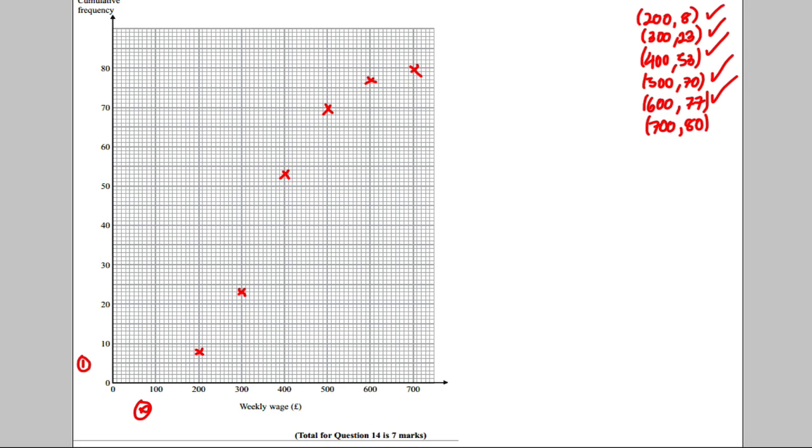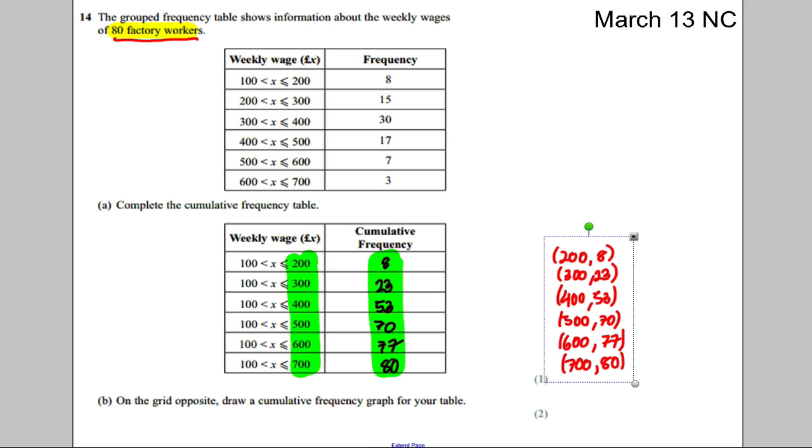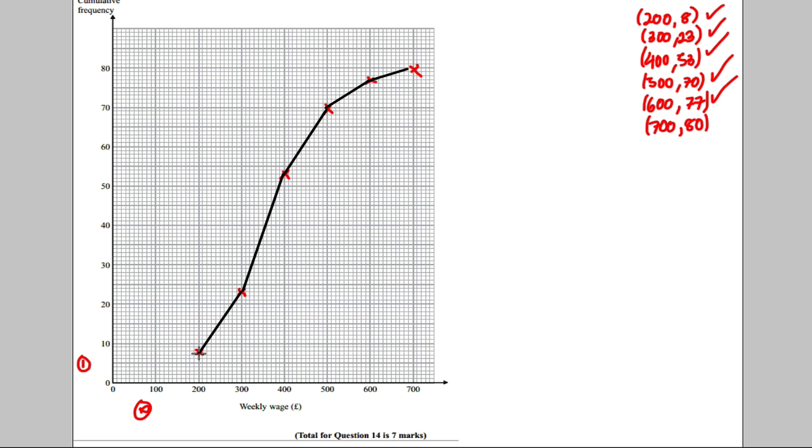Let's join the dots now. Join the dot from there to there, from there to there, from there to there, and there to there. We don't have to join the dot back to 0 here, it doesn't really matter in the question. If we want to, we can join the dots back to 0 like that, but it doesn't really matter.